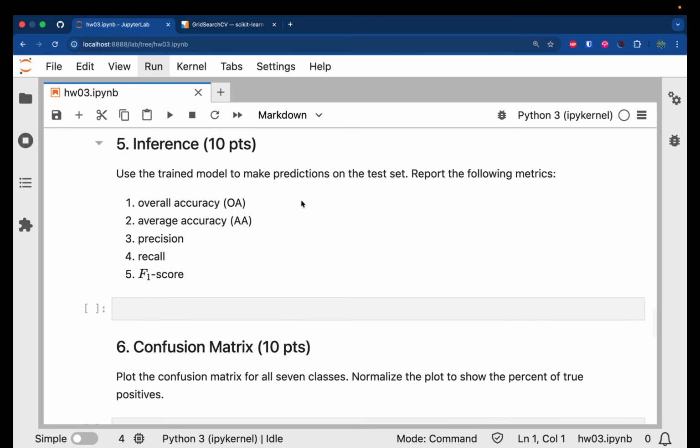I want you to calculate accuracy on the test set, report metrics for all of these. Last semester, a lot of people decided to calculate the confusion matrix and then calculate all of these manually by hand from scratch. And you always make a mistake if you do that. So use the built-in functions. They're very useful.